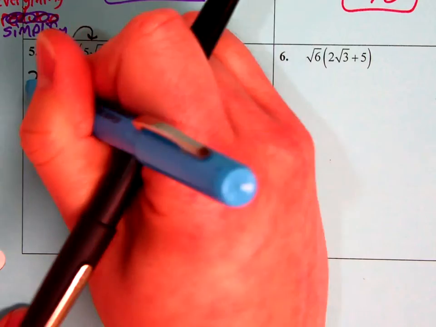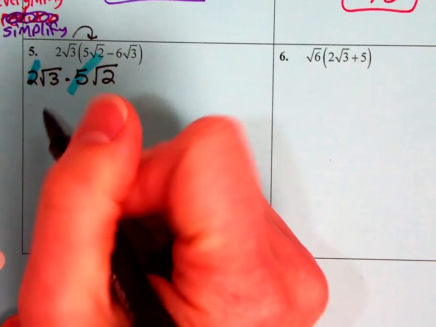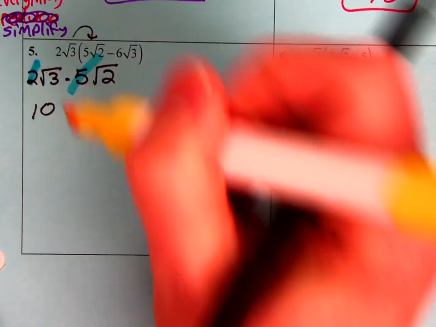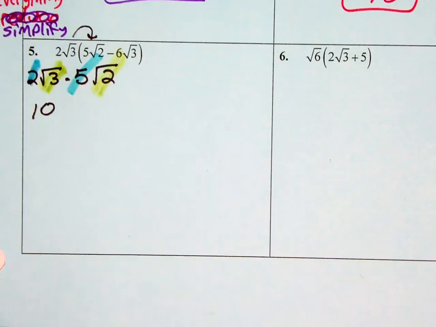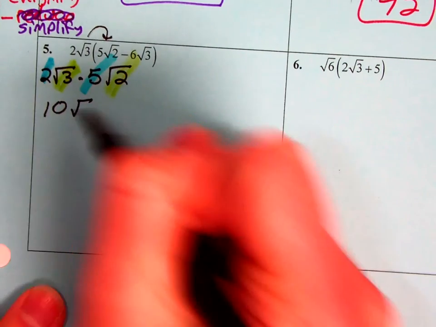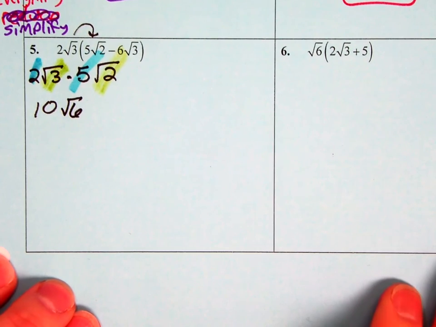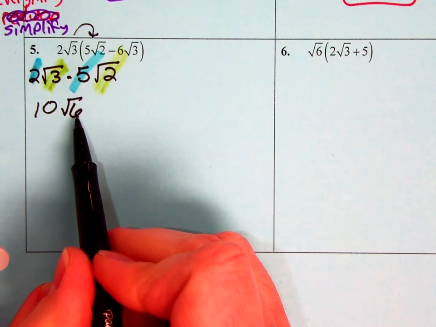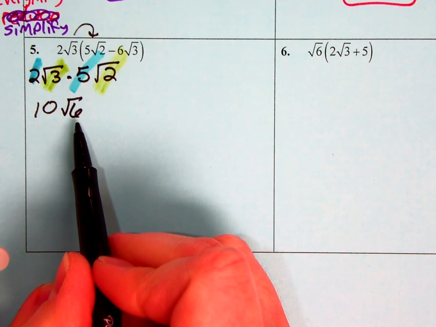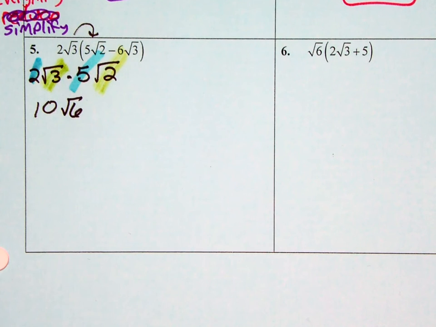So we can do 2 times 5, which would give me 10. And we multiply our inside number by our inside number. So 3 times the square root of 2 would be the square root of 6. And then I need to ask myself if there is a way to simplify the square root of 6. And there's not a perfect square that goes into 6, so we're done with that piece.